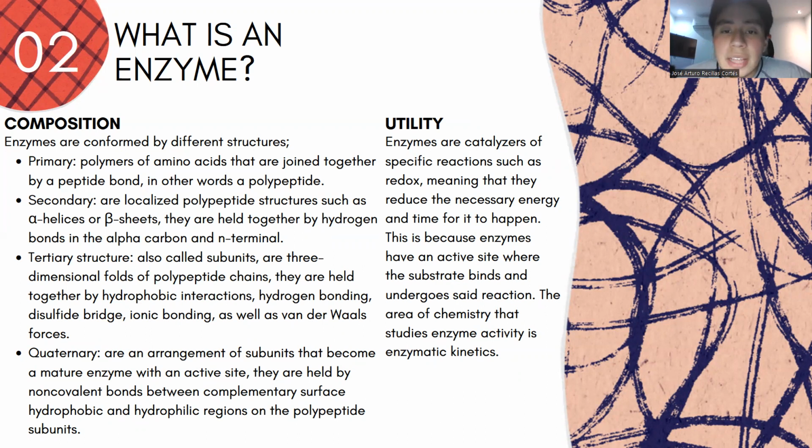Utility: enzymes are catalysts of specific reactions such as redox, meaning that they reduce the necessary energy and time for it to happen. This is because enzymes have an active site where the substrate binds and undergoes said reaction. The area of chemistry that studies enzyme activity is enzymatic kinetics.